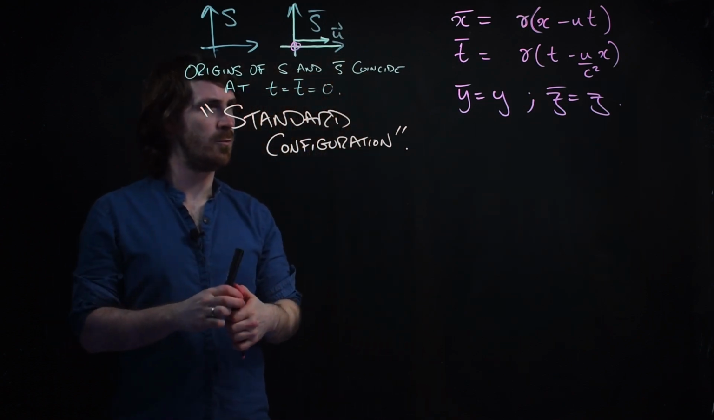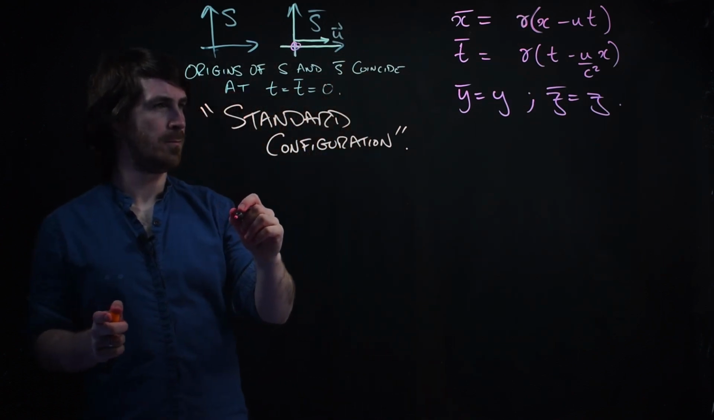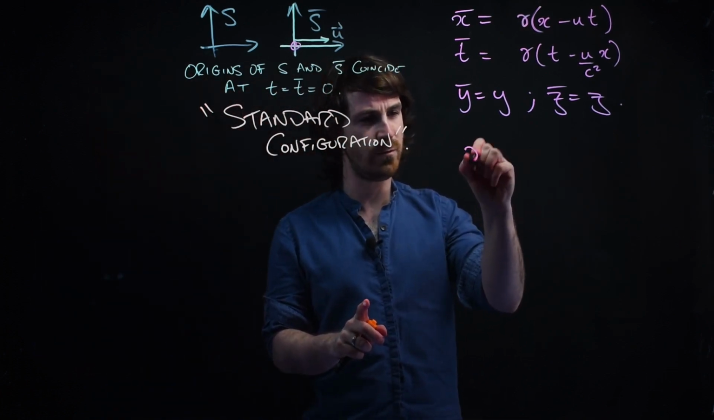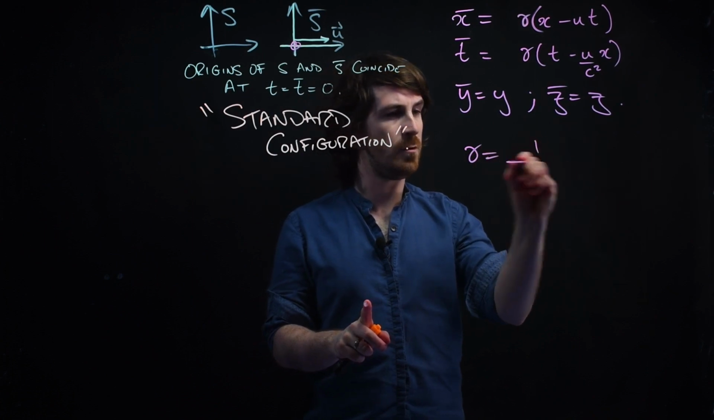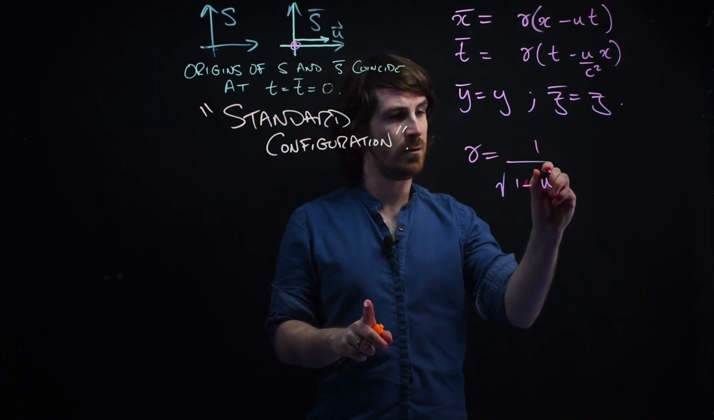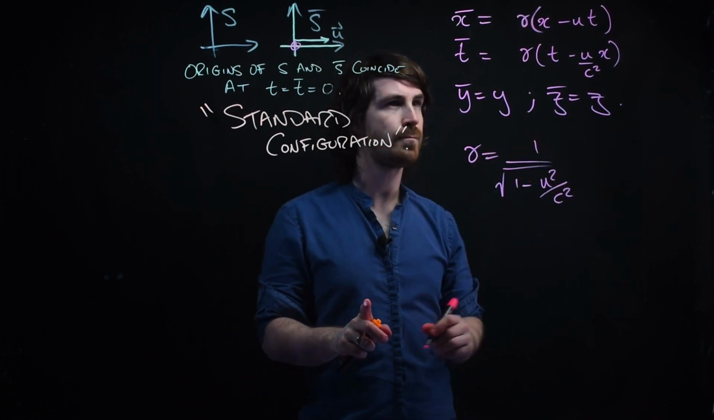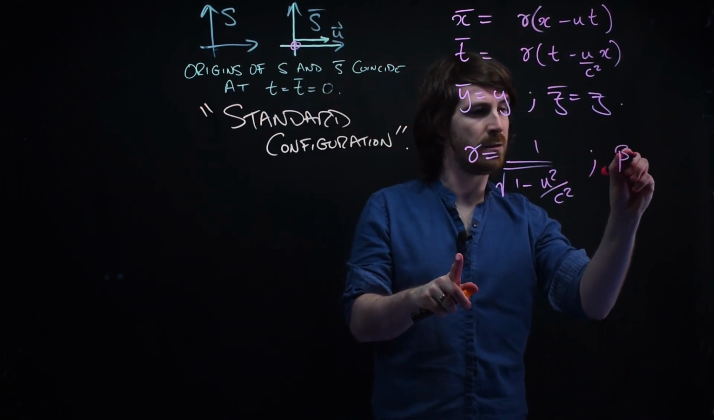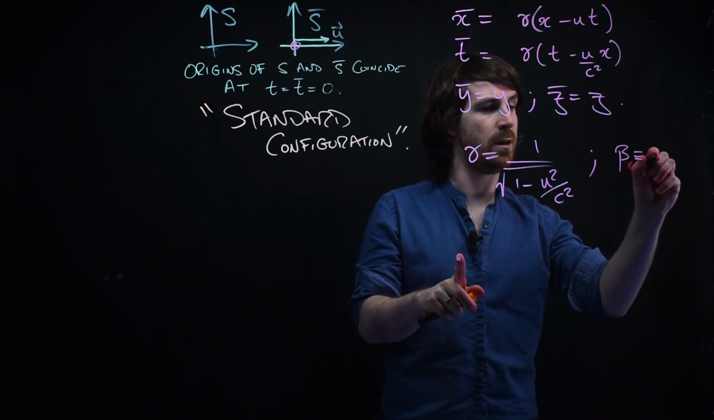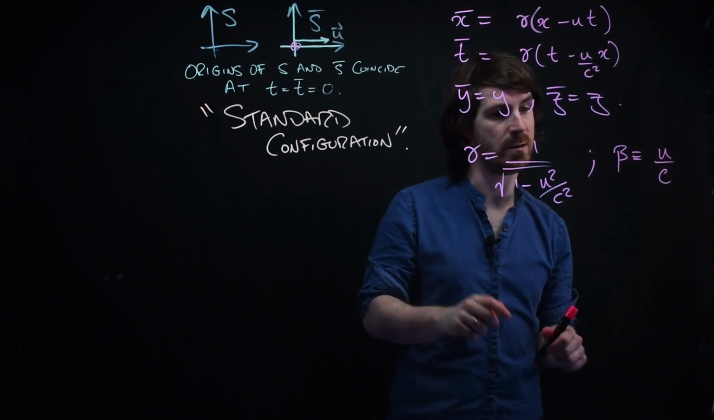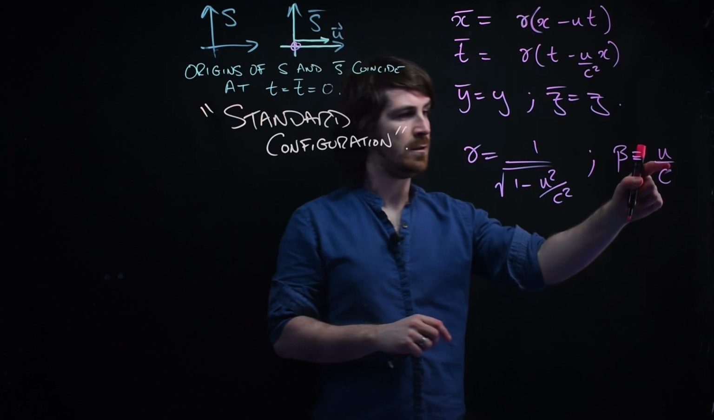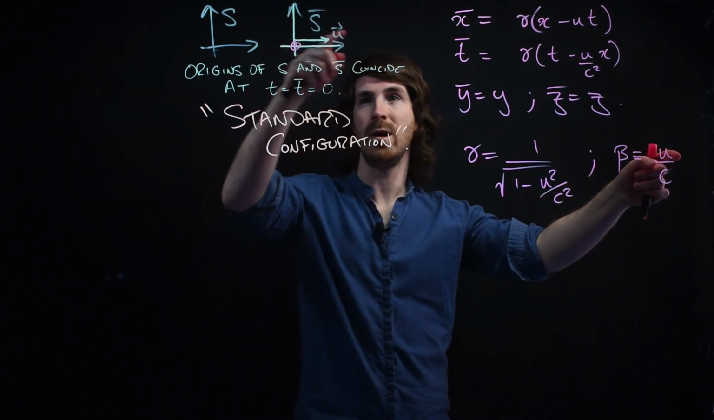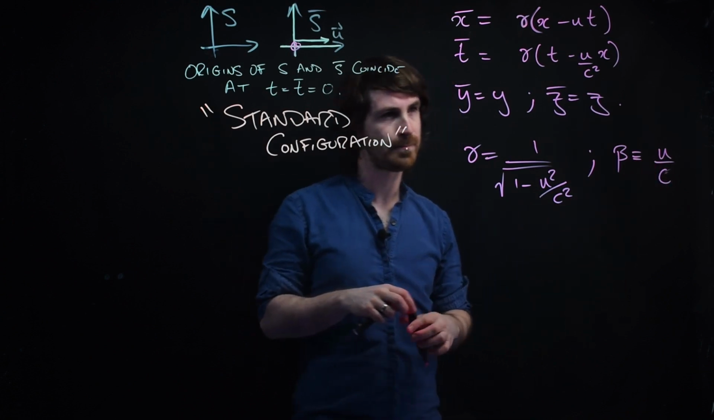It's a bit nicer if we introduce some extra quantities. So we've already seen gamma. This is 1 over the square root of 1 minus u squared over c squared. Okay, that's what this gamma is. And then let's also introduce beta. And beta is defined by u over c. Okay, it's a dimensionless quantity. So the ratio of two speeds: the speed the frame's moving away and the speed of light.